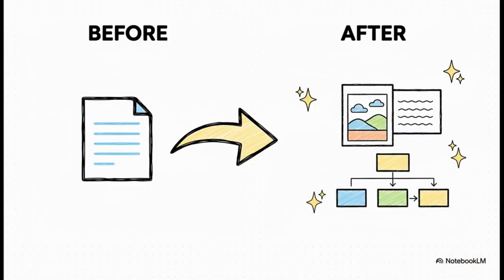So let's just quickly recap that transformation. We went from plain, static text to neatly structured data and tables. We took boring blocks of words and leveled them up with engaging images. And we replaced confusing descriptions with crystal clear flowcharts. That is the power we're talking about.